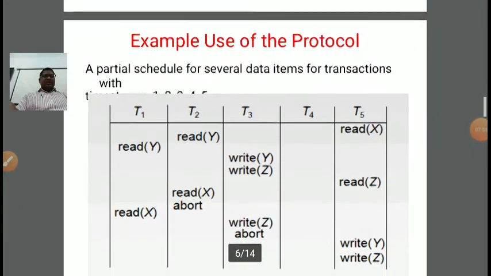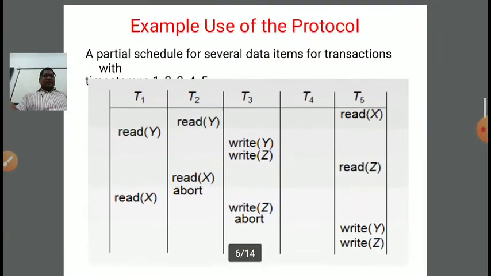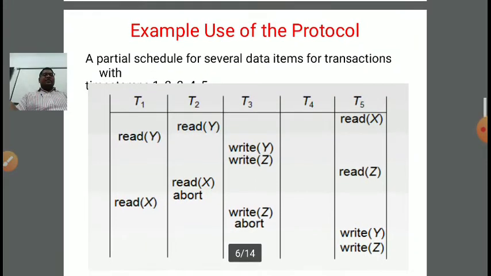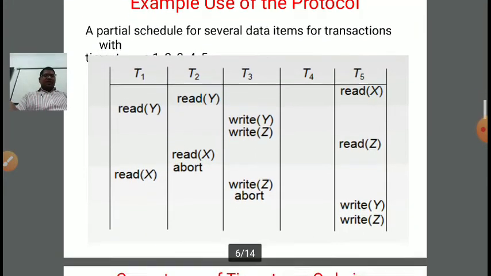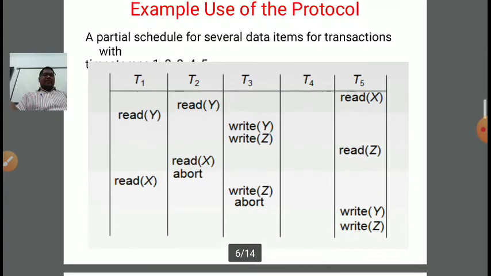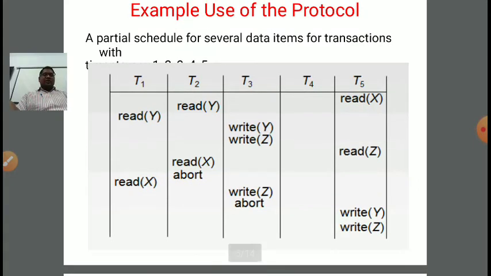Now an example is written here. Here you can see a partial schedule of several data items for the transactions. In this diagram there are 5 transactions T1, T2, T3, T4 and T5. In T1 there are 2 data items, Y and X. In T2 again Y and X are the data items. T3 has Y and Z data items. In T4 there is nothing, no operation. T5 has X, Z and Y, so X, Y, Z, 3 data items are there.